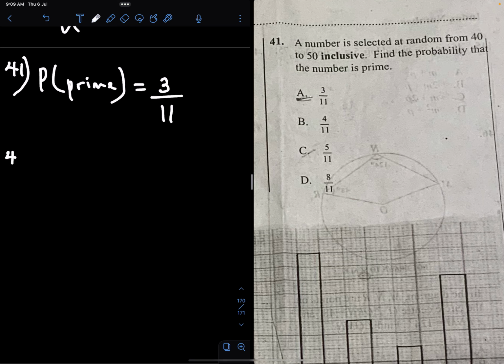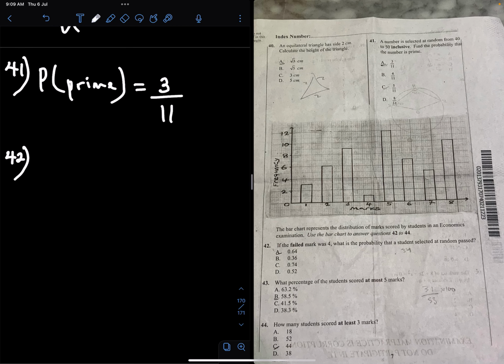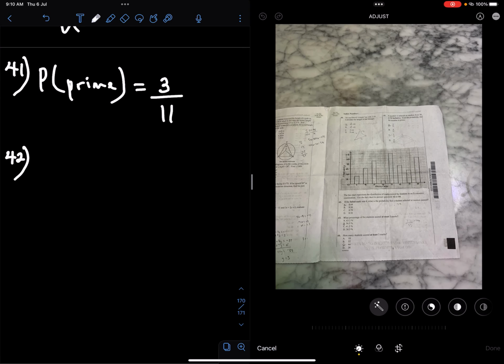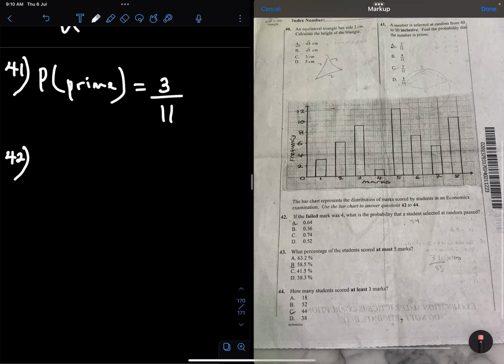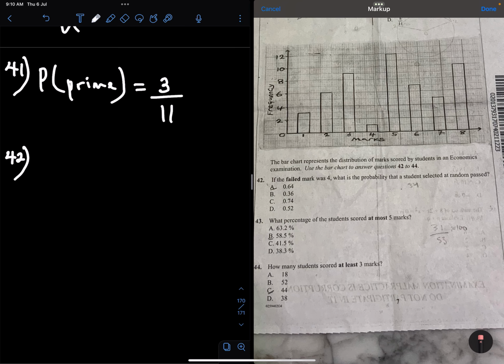Now to the next, which is number 42. There's a diagram for that. It says the bar chart represents the distribution of marks scored by students in an economics examination. Use the bar chart to answer questions 42 to 44. Question 42 says if the failed mark was 4, what is the probability that a student selected at random passed? The probability will be the number of students who passed divided by the total number of students.